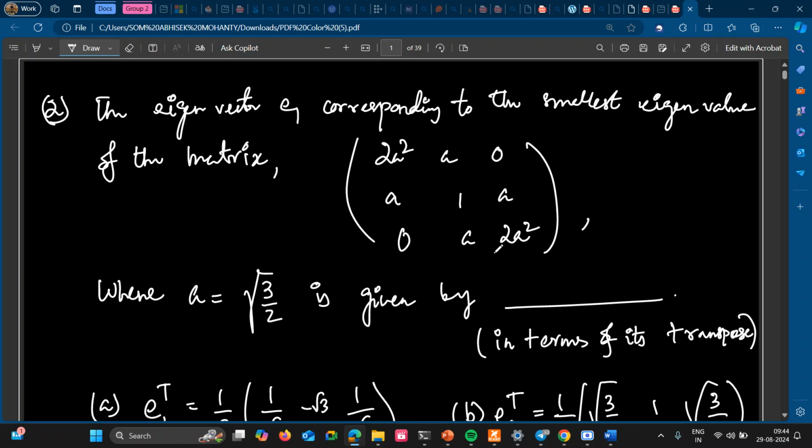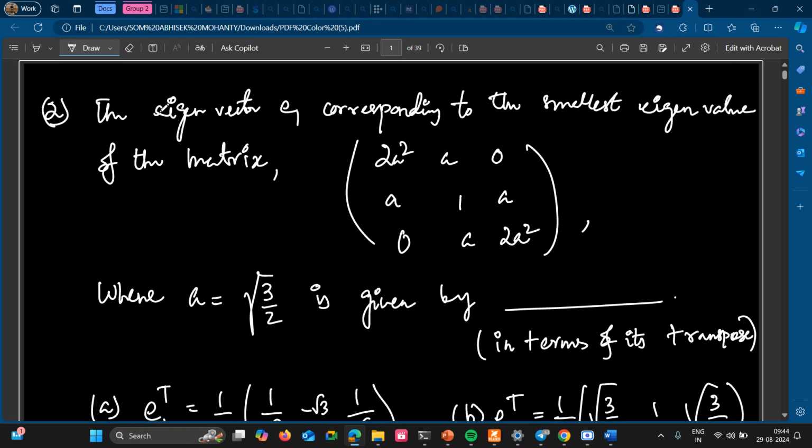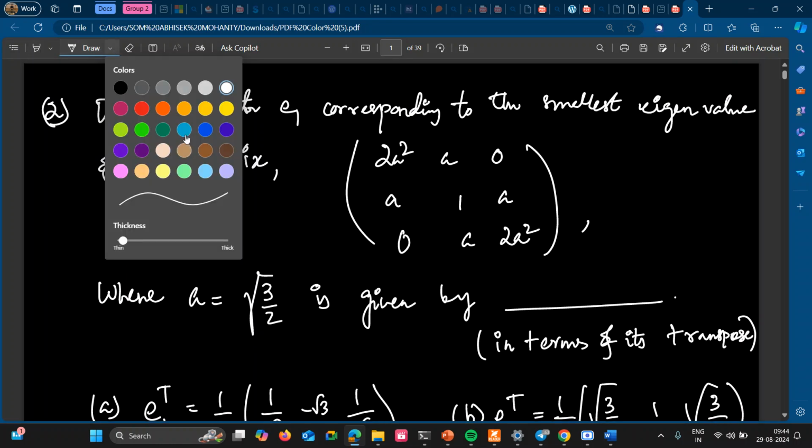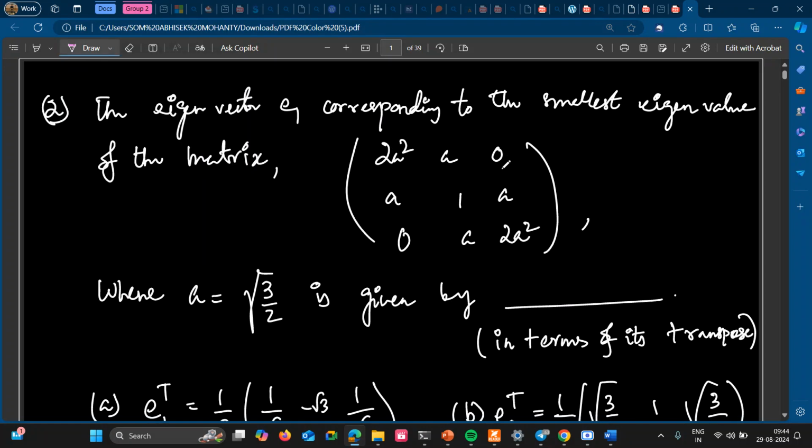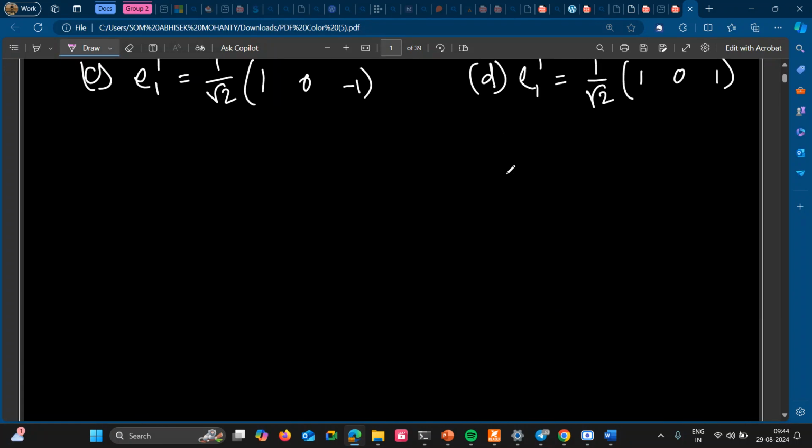Otherwise, maybe you're confused because this will be root 3 by 2, root 3 by 2. Okay. So the eigenvector we have to calculate. Let's do it. You can take your time. You can pause the video. Okay, let me try. Let's first write the matrix.